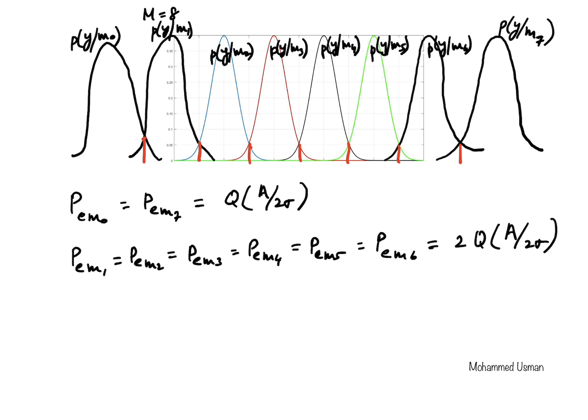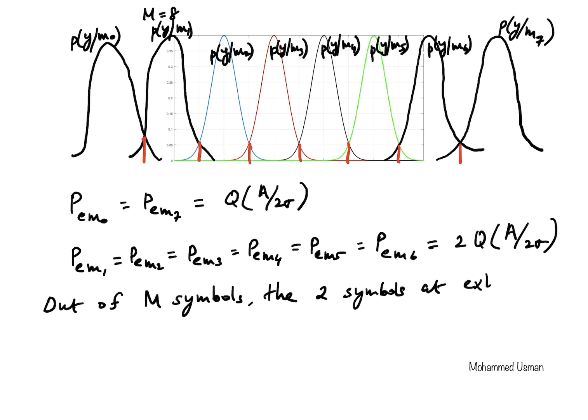So in general, what we're going to observe is, out of M symbols, the two symbols at the extreme ends have error probability Q of a by 2 sigma each.